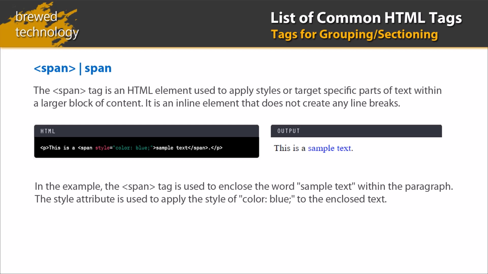The span tag is an HTML element used to apply styles or target specific parts of text within a larger block of content. It is an inline element that does not create any line breaks. In our example, the span tag is used to enclose the words "sample text" within the paragraph. The style attribute is used to apply the style of color blue to the enclosed text.